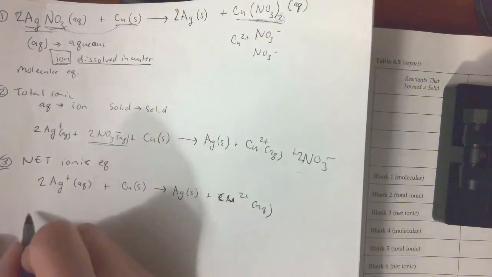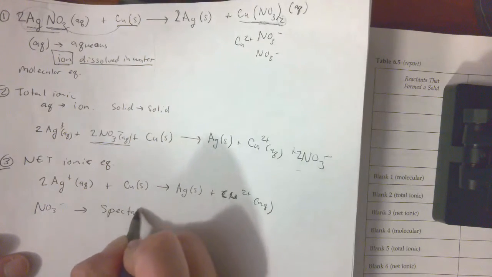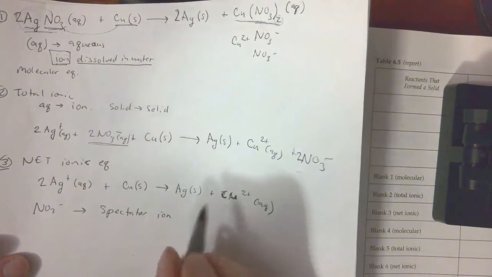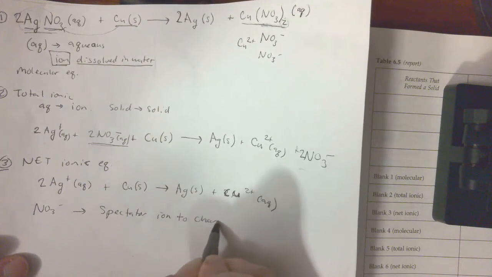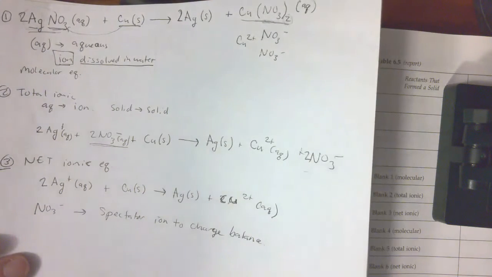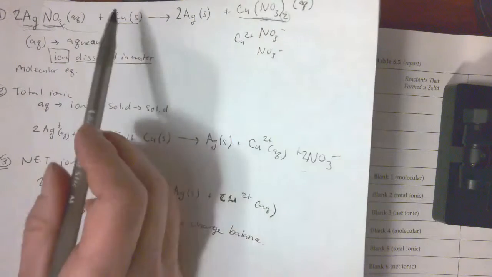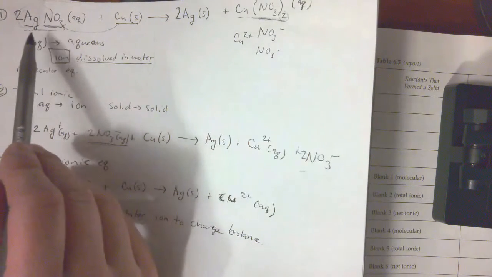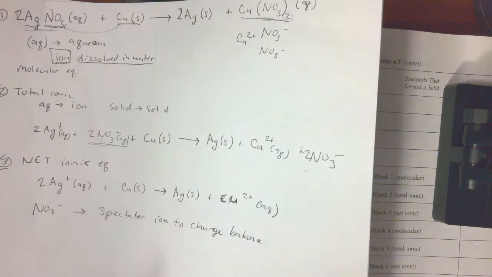So what's happening here is NO3 is called our spectator ion. It doesn't really do anything. It's just a charge balance. It's just kind of spectating this reaction. So that's for the single replacement reaction where one of the metals gets the polyatomic ion and the other metal that was with the polyatomic ion precipitates as a solid.